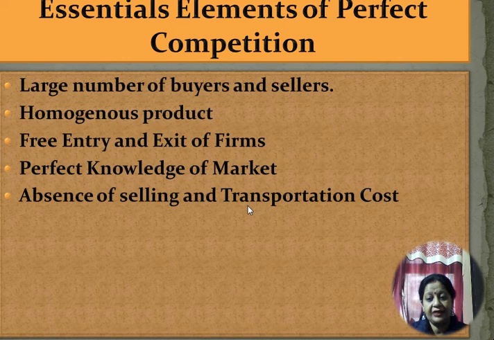Absence of selling and transportation cost. If the sellers are selling the same product, then there should be no transportation cost and selling cost, because the market is the same, and in that market every seller has to sell their goods. So what is the use of transportation cost and selling cost? So these are the essential features which make the market a perfect market.